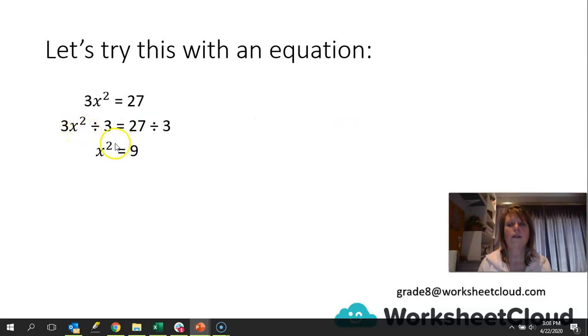So 3x squared divided by 3 gives us x squared. 27 divided by 3 gives me 9. But we're not finished yet because we've got an x squared and we need an x. So we're going to square root the x squared and therefore we're going to square root the 9. Again, keeping our scale balanced at all times. Square rooting x squared gives me x, and the square root of 9 is 3. So my answer here is x is equal to 3. Let's substitute it in. 3 squared is 9. 9 times 3 is 27. It works.